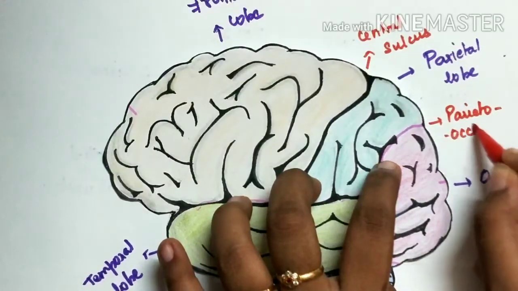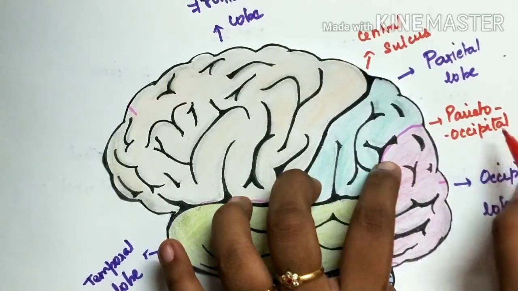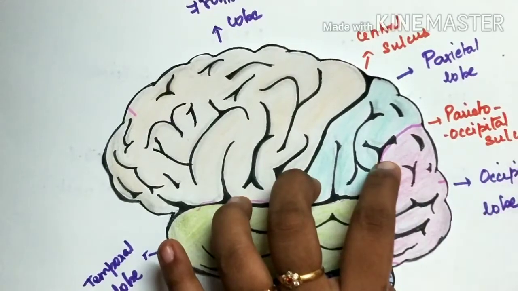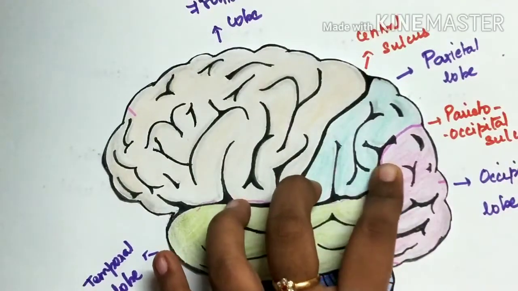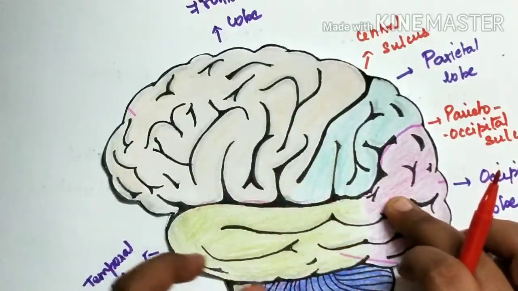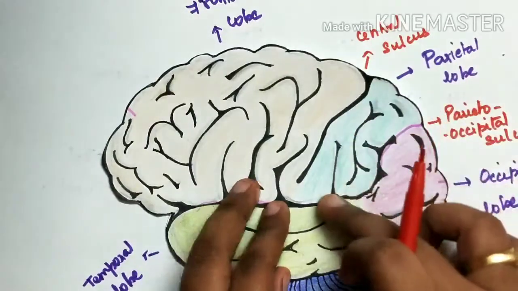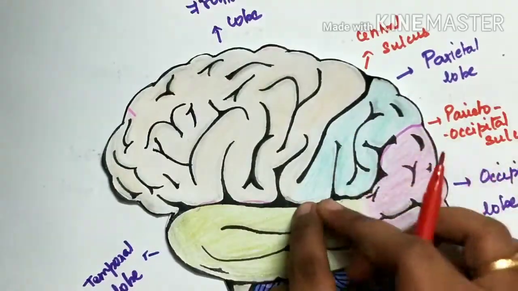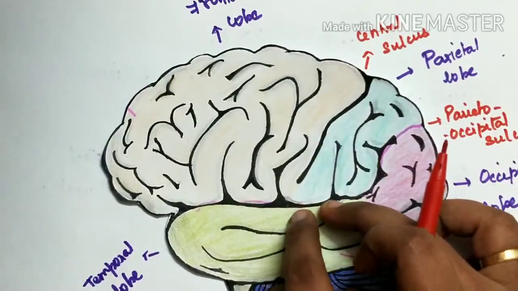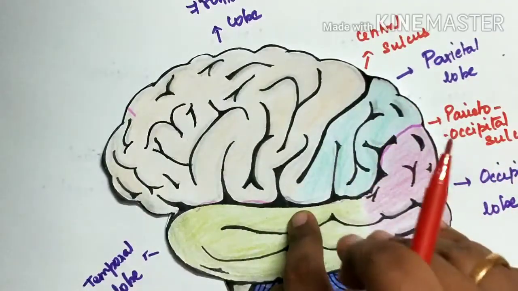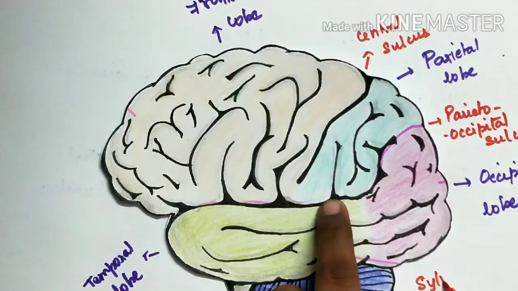Parieto-occipital sulci, right? Then the sulcus separating the temporal lobe from the parietal lobe, which lies in the lateral part. Okay, so this is called the lateral sulcus, so the Sylvian or lateral sulcus.